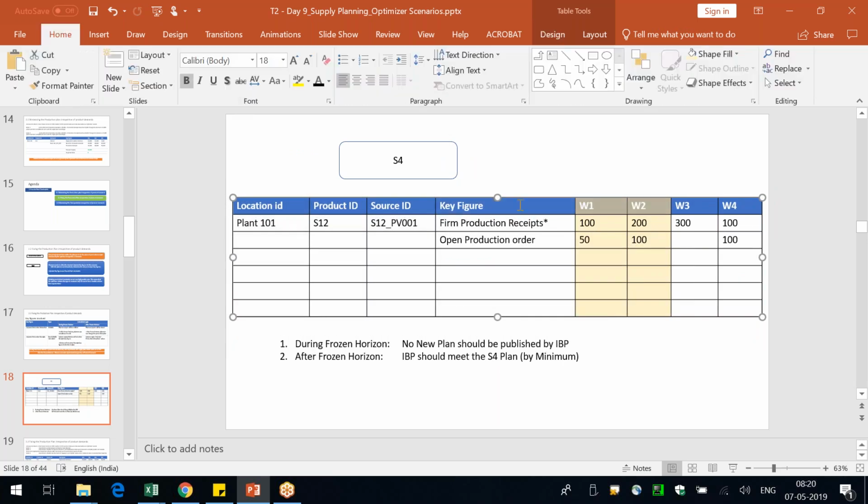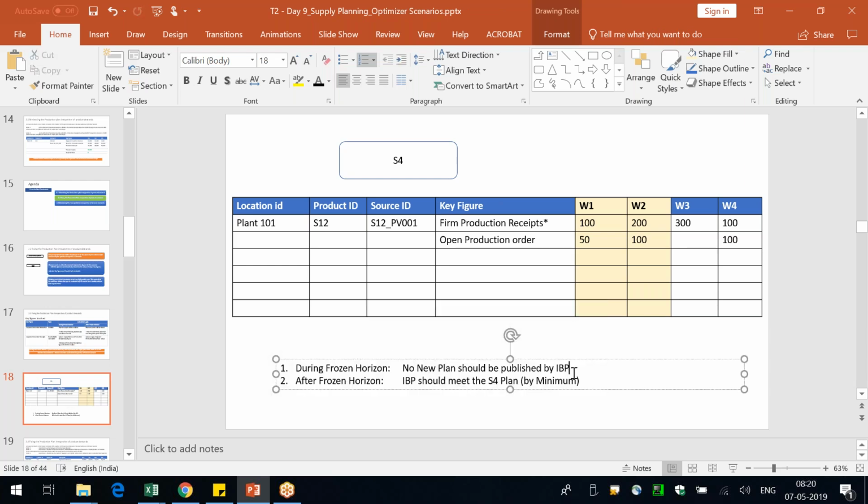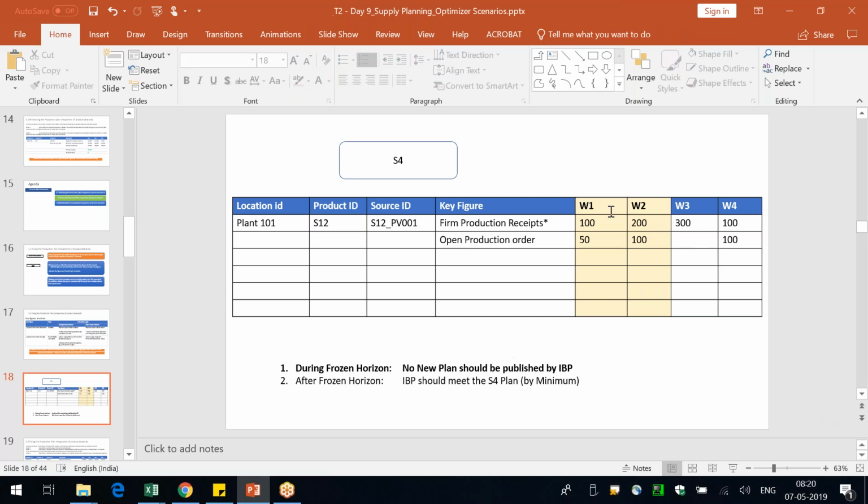Okay, so what is the thing that we discussed during frozen horizon? No new plan should be published in IBP. This is our first requirement: in week 1 and week 2, don't do anything new. Just stick to S4. Remember the adjusted key figures that we talked about? If you specify anything in the adjusted key figure, the optimizer will respect it. So there is this key figure called adjusted production receipts.